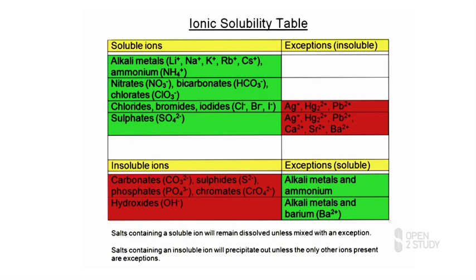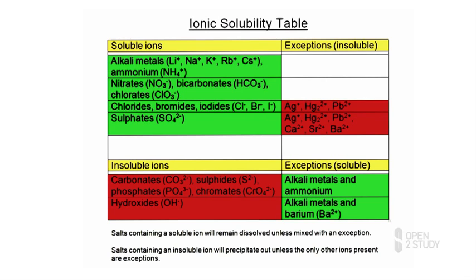If I look at a different area, one which has some exceptions, take this third area here, chlorides, bromides and iodides. These are also normally soluble. They will happily remain in water. The only thing that will cause them to come out and to form a precipitate is if you add silver ions, mercury ions or lead ions. They are the 3 exceptions to that rule.